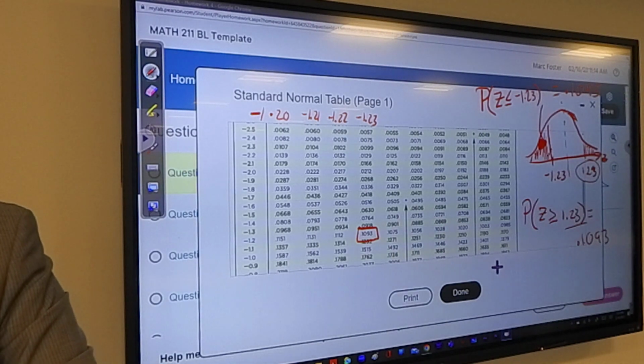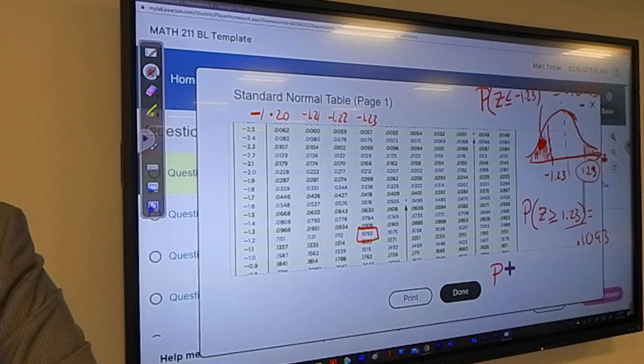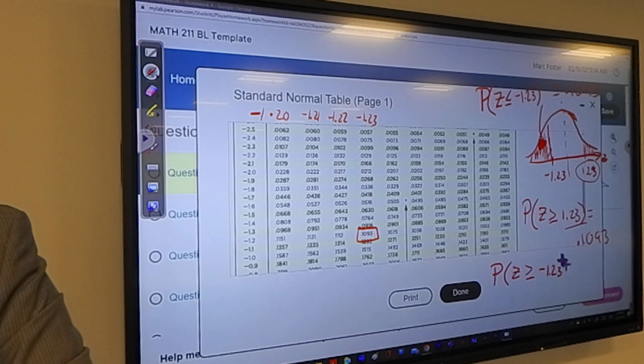One more question. What is the probability that I saw some random occurrence that was bigger than or equal to minus 1.23?